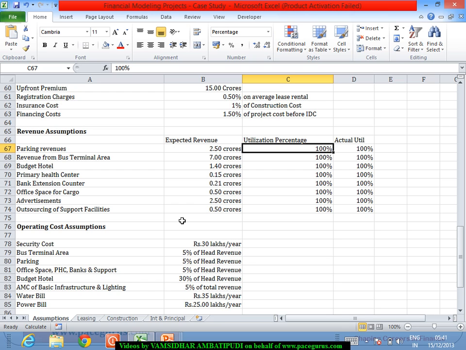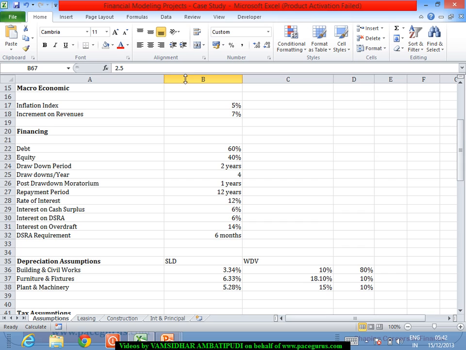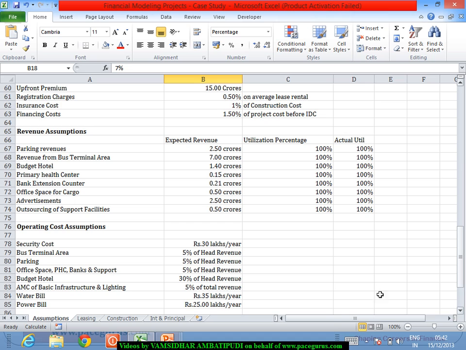So I should be able to forecast these revenues for the entire operations period. I should not look at the construction period here, because I will not get any revenues during the construction period. But this 2.5 is for the current year as per the current prices, and we are making an assumption that my revenues will be growing at the rate of 7% every year. So I can very well bring even that kind of increment into my revenues for each of the years.